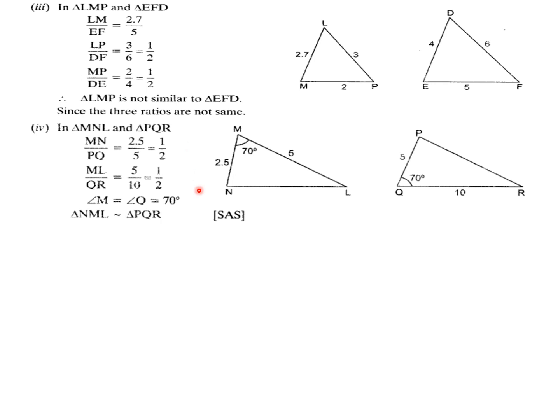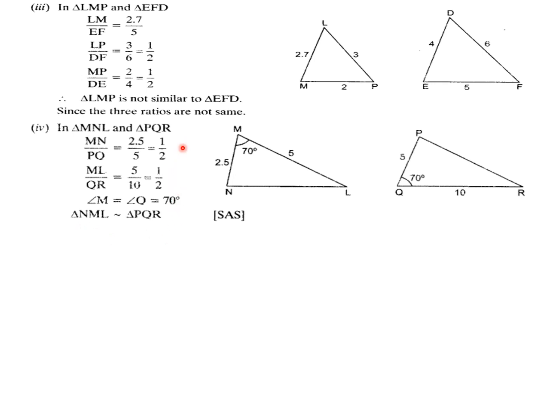Don't skip it. Next, we have to write down the ratios. So, let's choose 2.5 and 5, and here 5 can be associated with 10. So, 10 is a multiple of 5 and 5 is a multiple of 2.5. So, let's write it down. MN by PQ is equal to 2.5 by 5, that is equal to half. And ML by QR is equal to 5 by 10, that is equal to half again.